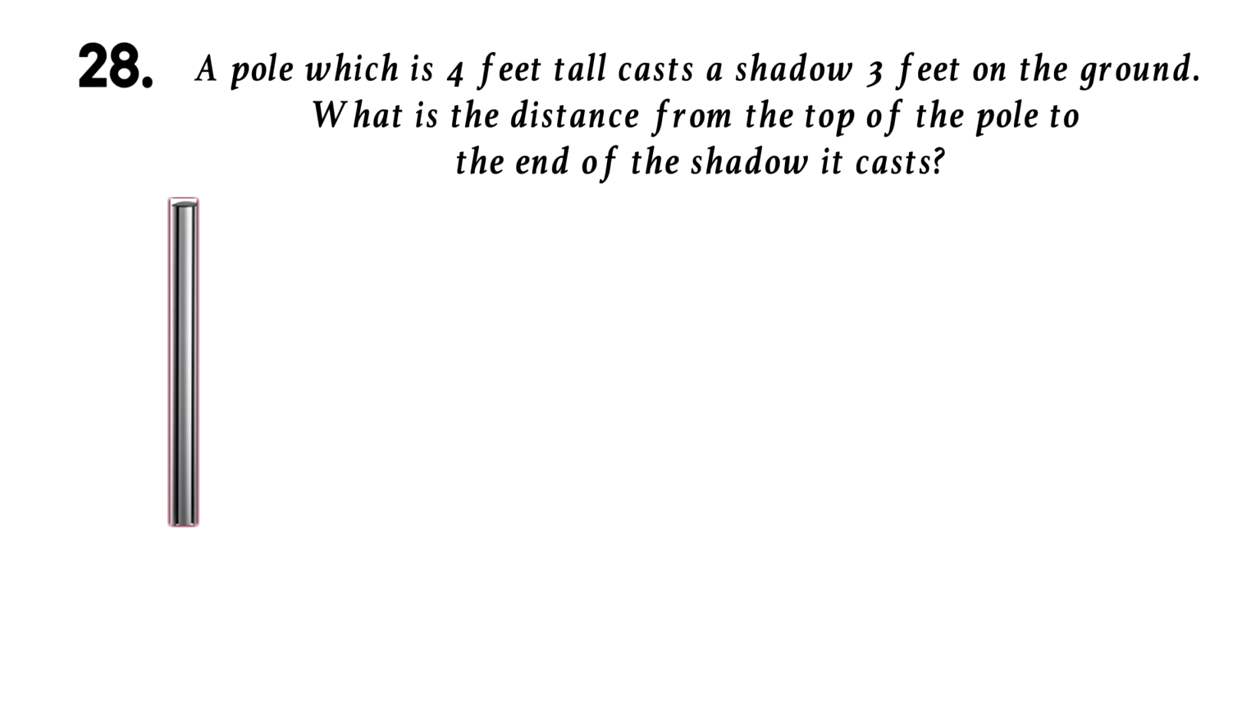So this is our pole, which is 4 feet. This is the shadow it casts, which is 3 feet. We are supposed to find the distance from the top of the pole to the end of the shadow. We will see that we have formed a right triangle exactly like in 37. We solve it exactly the same way.